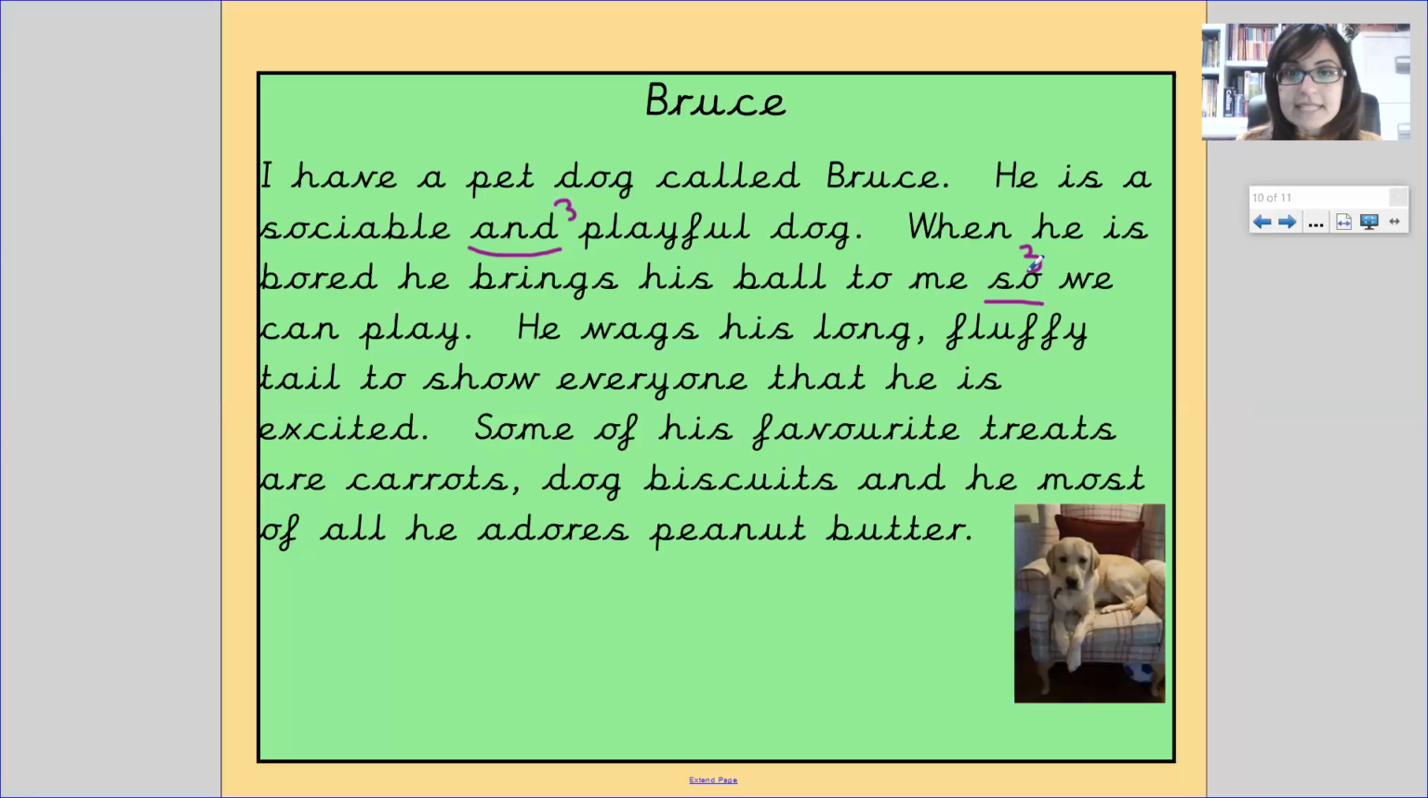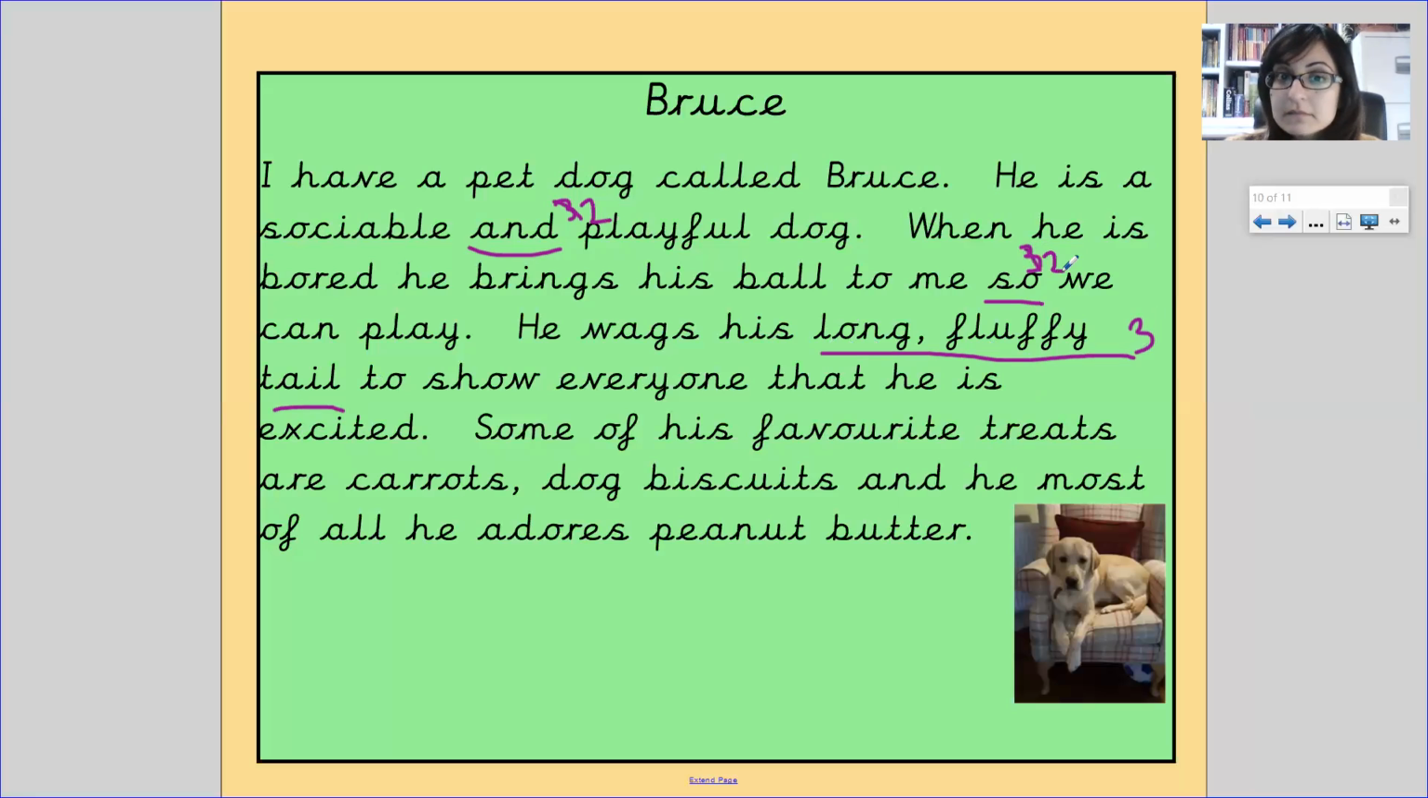Oh, expanded noun phrases. Do we have an expanded noun phrase? I think we might do. He wags his long fluffy tail. And how many points here? 3. Oh, I think I'm getting excited. Oh, I think conjunctions might have been 2, guys. I'm really sorry. I think conjunctions might have been 2. I have to go back and check.